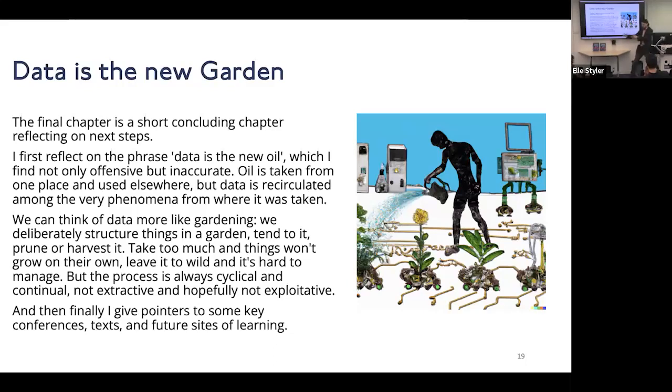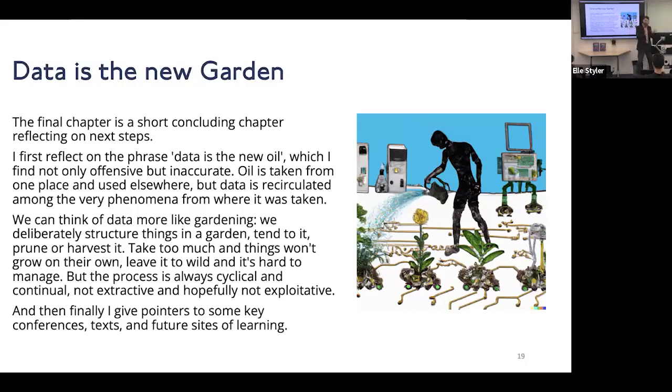Oil is taken from here and then used here. We think that there's a pot of oil. It's a big pot. We believe that maybe it's kind of regenerating a little bit, but not very much, and pretty slowly. And so we take it and then we use it. And when we use it, it creates carbon and it goes out in the atmosphere.